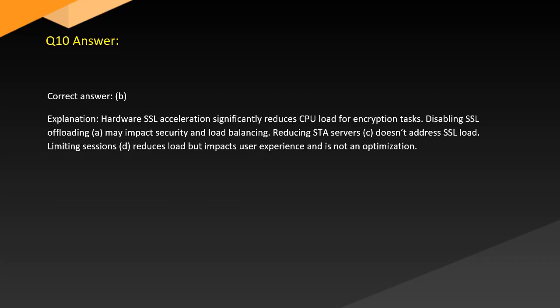Answer. Correct answer: B. Explanation. Hardware SSL acceleration significantly reduces CPU load for encryption tasks. Disabling SSL offloading may impact security and load balancing. Reducing backend servers, C, doesn't address SSL load. Limiting sessions, D, reduces load but impacts user experience and is not an optimization.